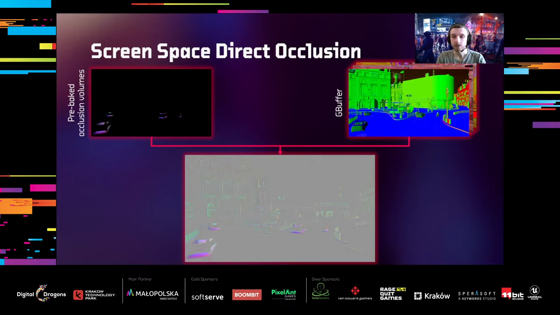The SSDO pass combines baked occlusion volumes with ray marched occlusion in screen space. In Watch Dogs Legion, we have many baked occlusion volumes made for characters, vehicles, etc. It's worth noting that there is no apply pass in this system. Instead, each consumer reads directly from the occlusion buffer. For example, it's done by systems like direct and indirect lighting, volumetric lighting, and others.